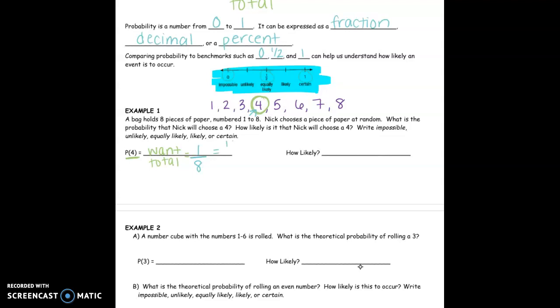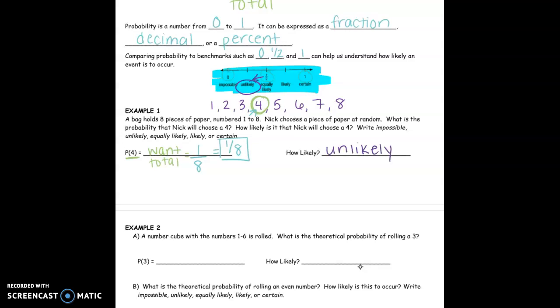So that means that our probability of Nick pulling out a piece of paper that has the number 4 on it is 1/8. So if you go back and you look at this spectrum from impossible to certain, and you think about where 1/8 is, well, 1/8 is less than 1/2, so that means it would be unlikely.